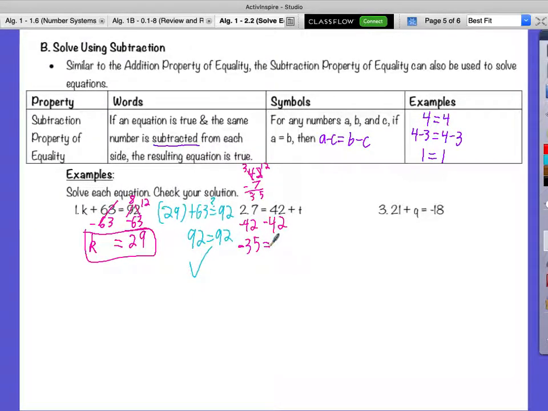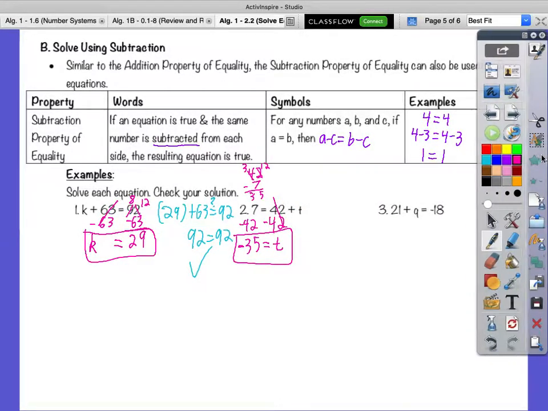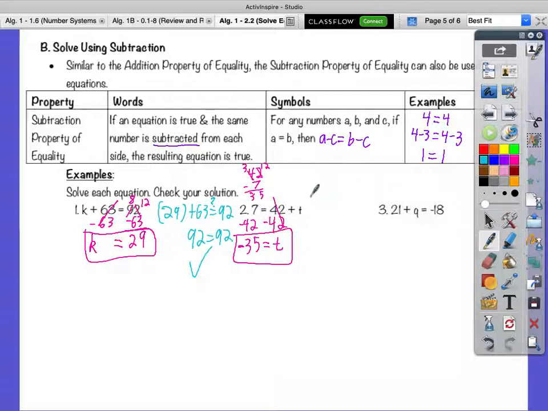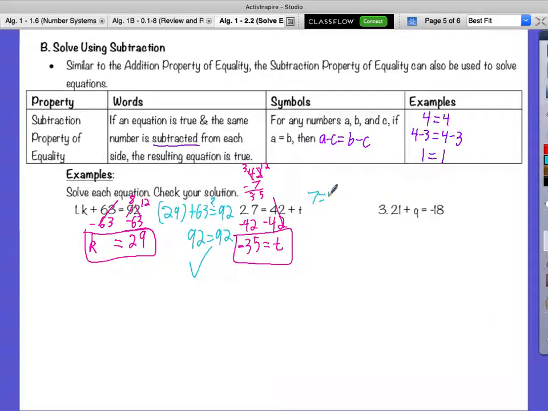Equals. What's 42 minus itself? Zero. And now we're just left with this t. So negative 35 equals t, okay? To check our solution, we write the equation again: 7 equals 42 plus t, in this case plus a negative 35. What is 42 plus a negative 35? It's 7, so 7 equals 7, it checked out. Questions over that? No.